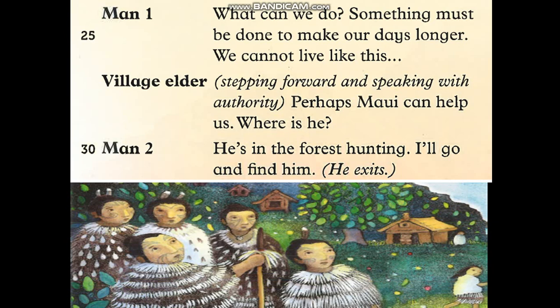Where is he? So he's giving good advice. He said the only one who can help us is the hero of our village, Maui. So he's asking, where is he? And another man answered, he is in the forest hunting. So Maui is in the forest hunting. I'll go and find him. And he exits. Now, he exits means that he gets out of the stage. So you cannot see him. As someone who's watching the play, you cannot see the man. He went out of the frame.